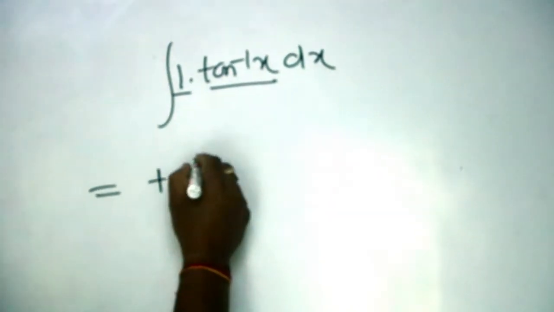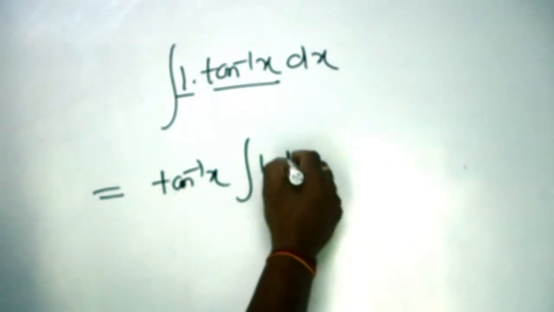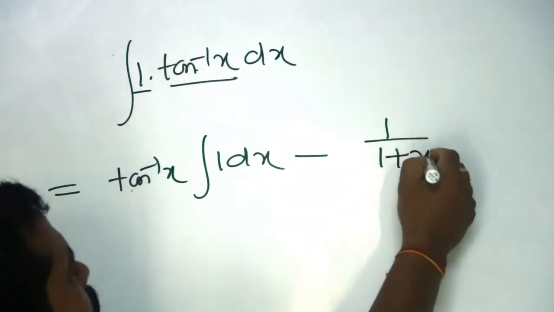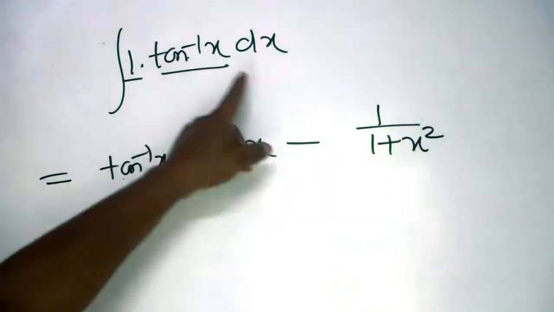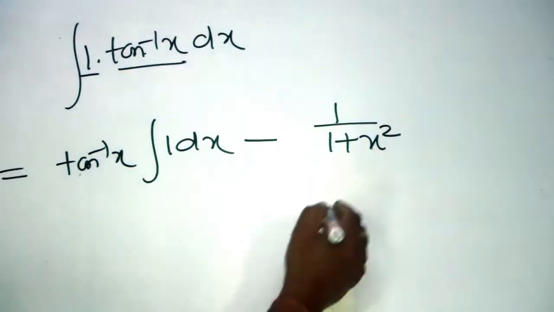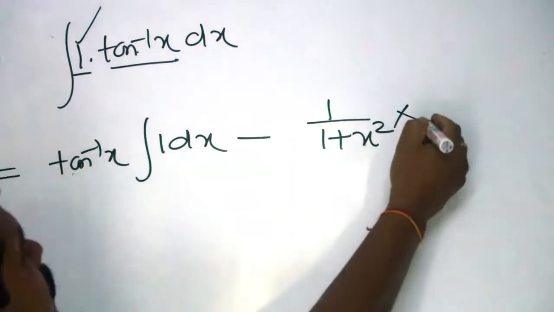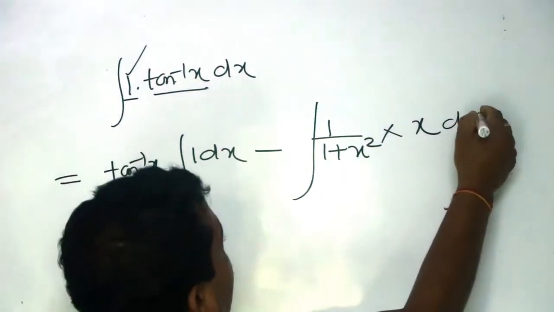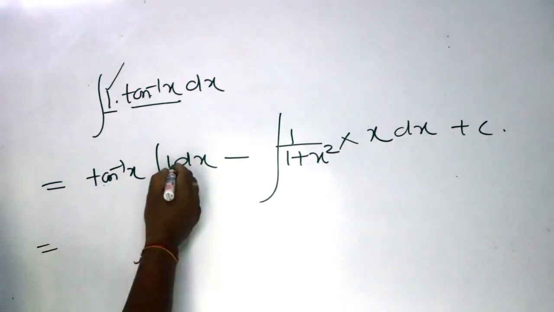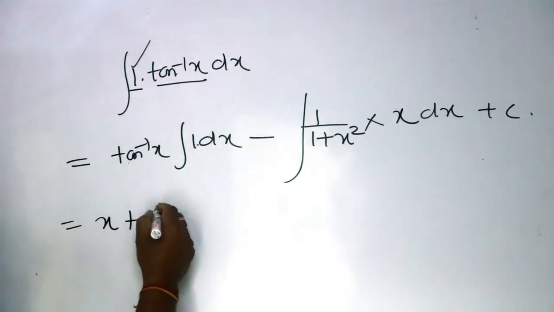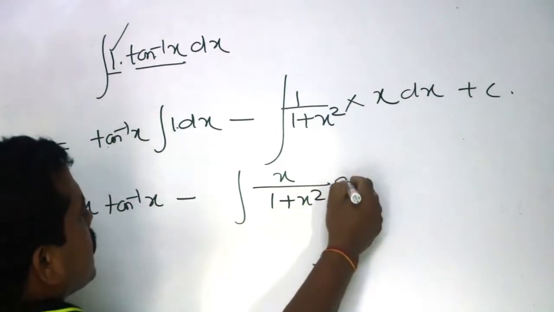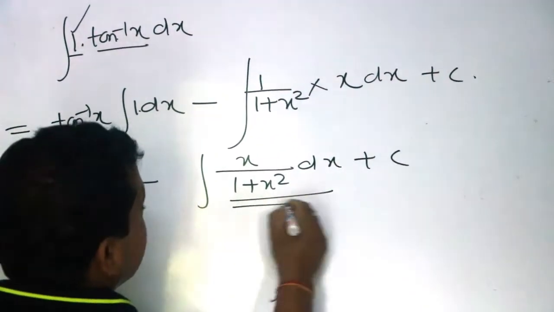So keeping tan inverse x fixed, integrate 1 with respect to x, because 1 is the first function, minus the integral of the derivative of the second function, tan inverse x, that is 1 by 1 plus x square, into the integration of the first function, that is x, since the integration of 1 is x, then integrate with respect to x plus c. That gives x into tan inverse x minus the integral of x by 1 plus x square dx plus c. We have to evaluate this integration.